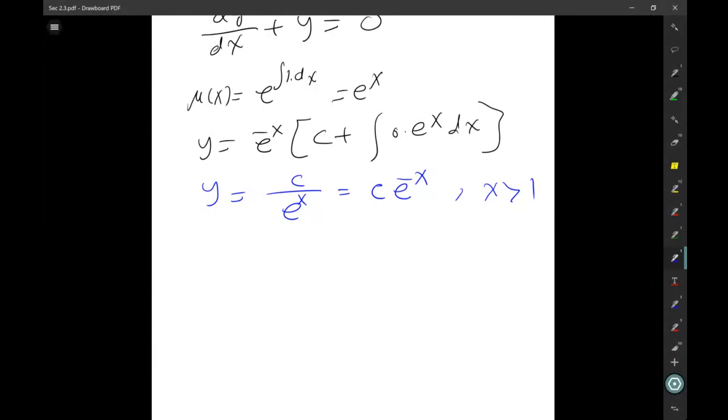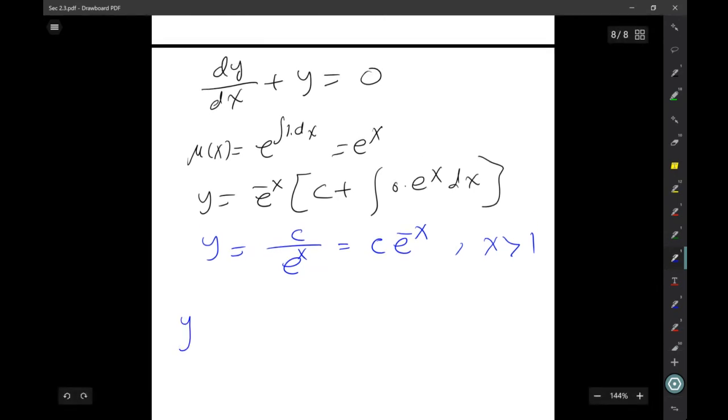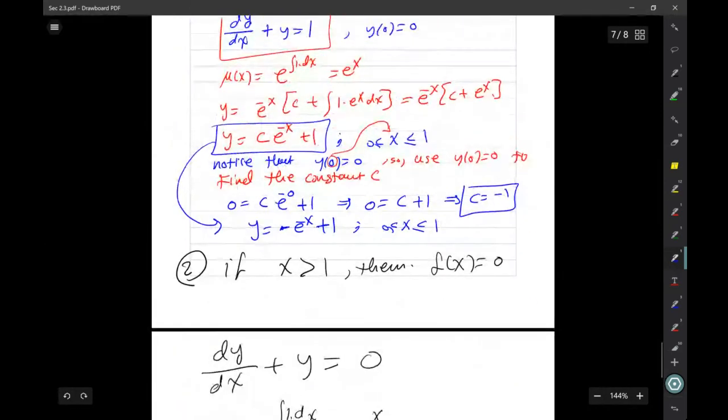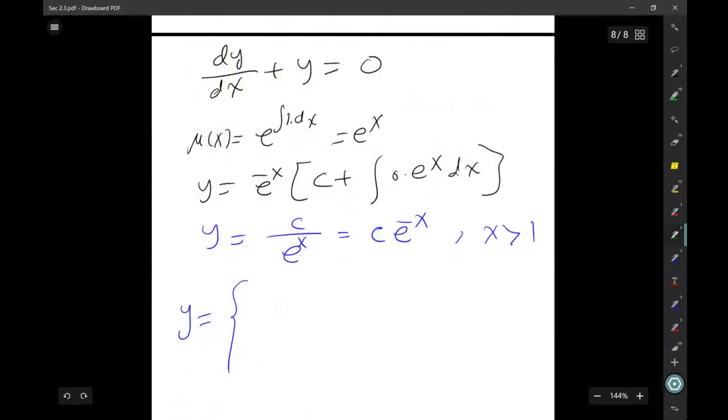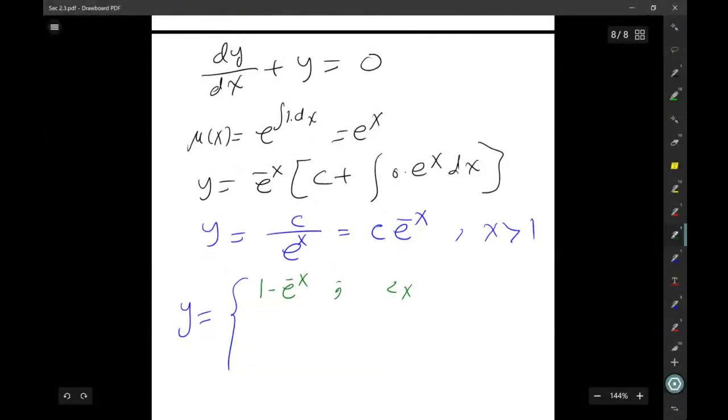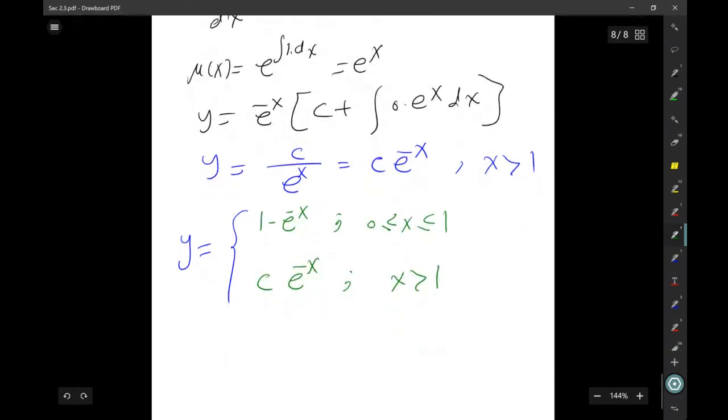Now, what do I have to do here? The solution y becomes piecewise, because for each interval I have a different solution. It becomes 1 minus e^(-x) when x is greater than 0, less than or equal to 1, and c times e^(-x) where x is greater than 1.